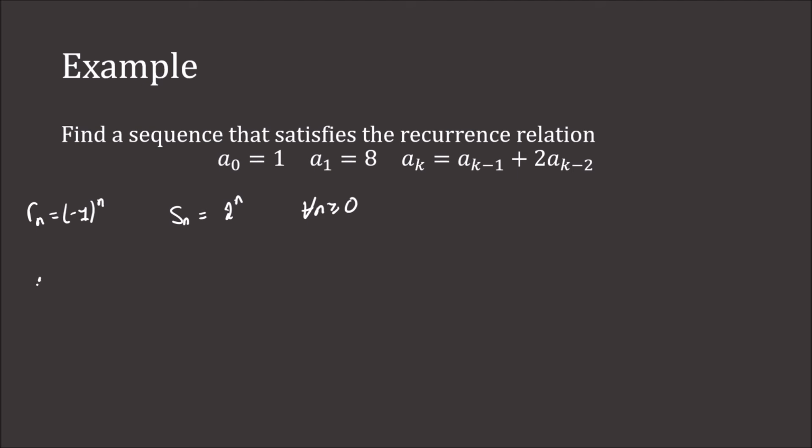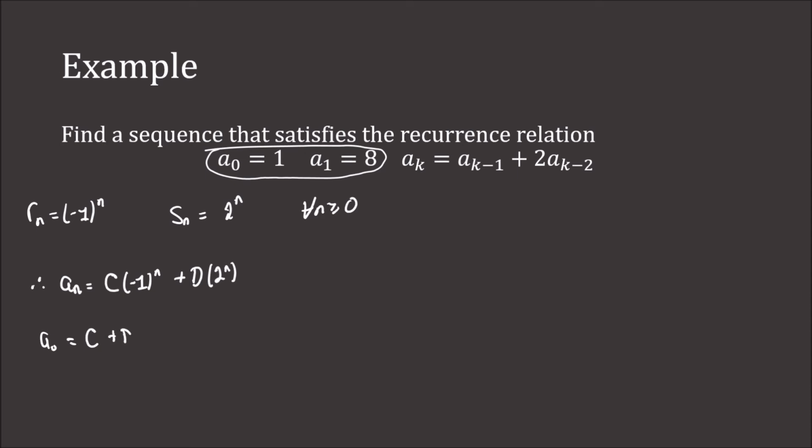So a sub n would be some constant times negative 1 to the n plus some other constant times 2 to the n. The idea is we have to now determine these constants c and d, and we do that using our initial conditions. So a sub 0 is 1, so we have c times negative 1 to the 0 is 1, plus d times 2 to the 0 is also 1. So c plus d has to equal 1.